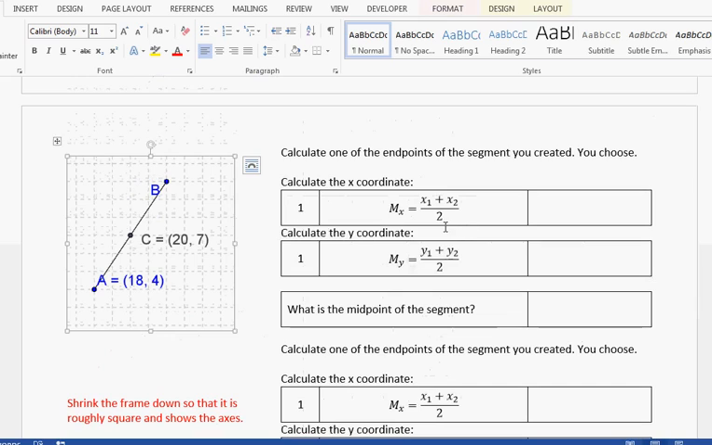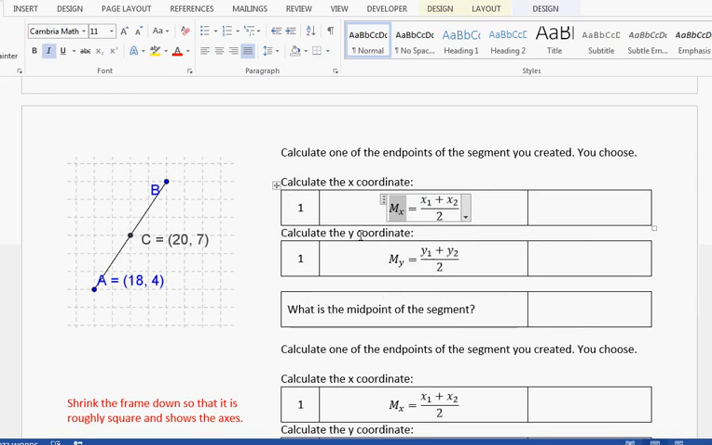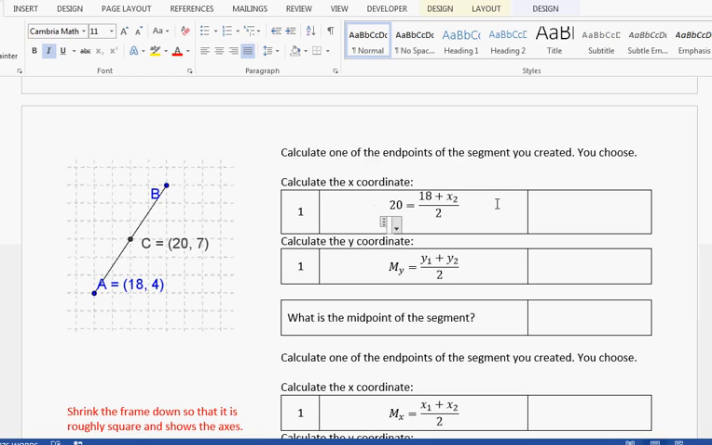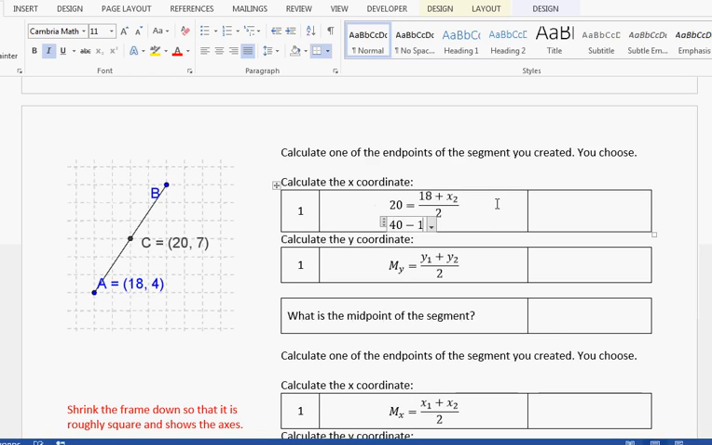Okay, so let's do the x's here. X midpoint is 20 and x sub 1 is 18. So we've got this kind of a setup here. Now what's going to happen is that we're going to multiply that 20 by 2 and then we're going to subtract the 18 and we're going to end up with 22. So x2's value is 22.